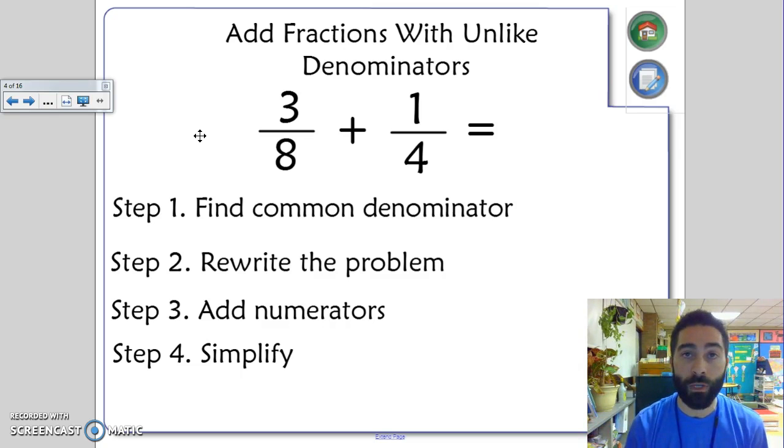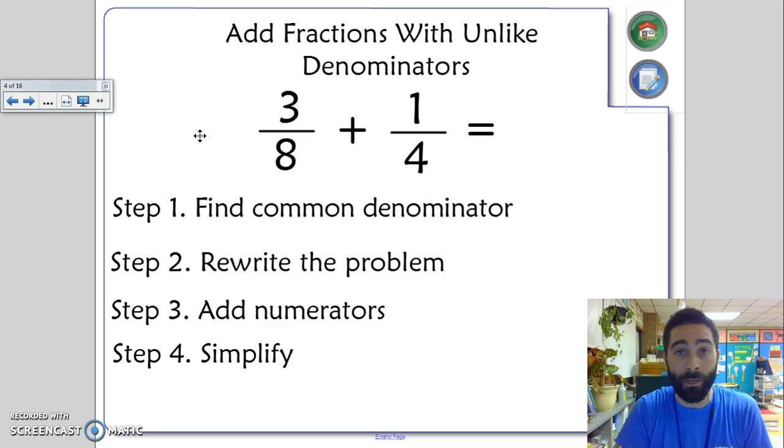And then step 3 is adding the numerators. We're not adding the denominators at all. The denominators stay the same the entire time because the denominator represents the size of the piece. We're only adding the numerators. And then step 4 is we're going to simplify.